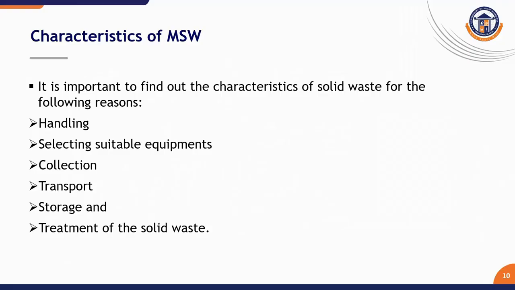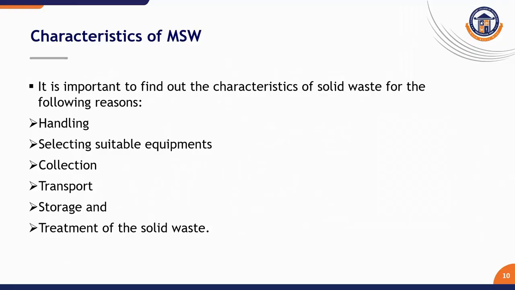Then second one is selecting suitable equipment. How to select the equipment for transportation or collection of solid waste. Equipment like collection bins, compactors and vehicles must be chosen based on the volume, weight and type of waste. The third one is collection. Frequency and method depend on the waste. For example, organic waste needs daily collection to avoid decay and odor. Dry recyclables can be collected weekly.